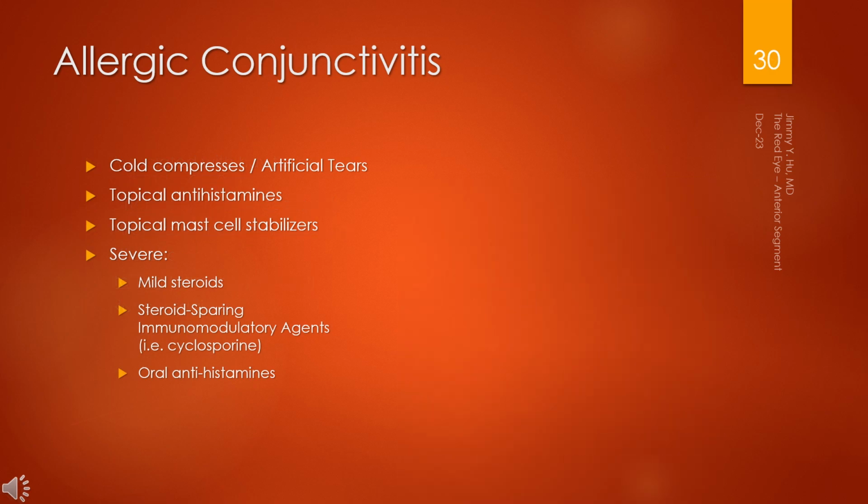In terms of symptom relief, you're telling these patients to use cold compresses, artificial tears. You'll often give them a topical antihistamine as well as a topical mast cell stabilizer medication. A good one is Pataday that combines both. For more severe and recalcitrant cases, you'll often give them a short dose of mild steroids, often steroid-sparing immunomodulatory agents in really bad cases. A good example being cyclosporin like Restasis or Cequa. And you might even put them on some oral antihistamines.